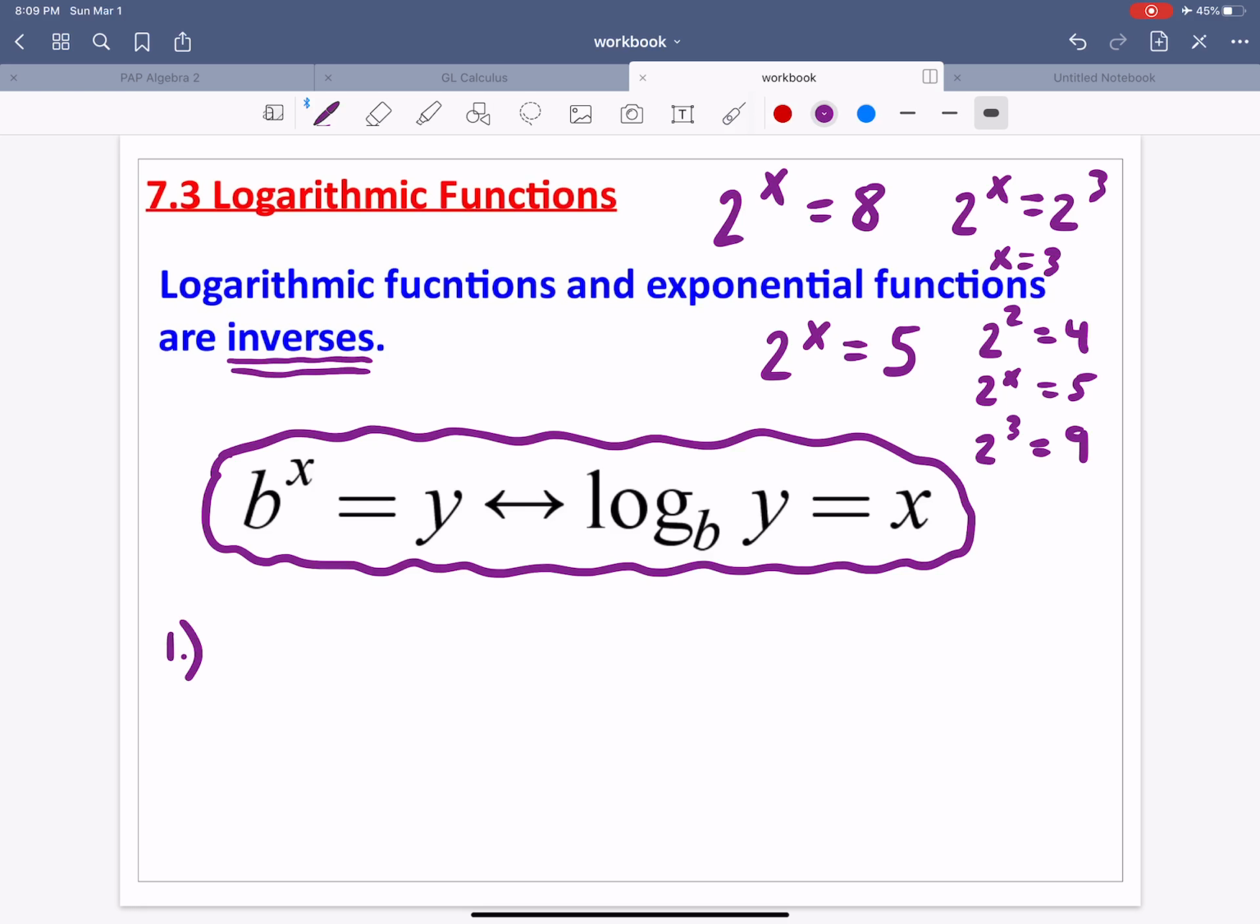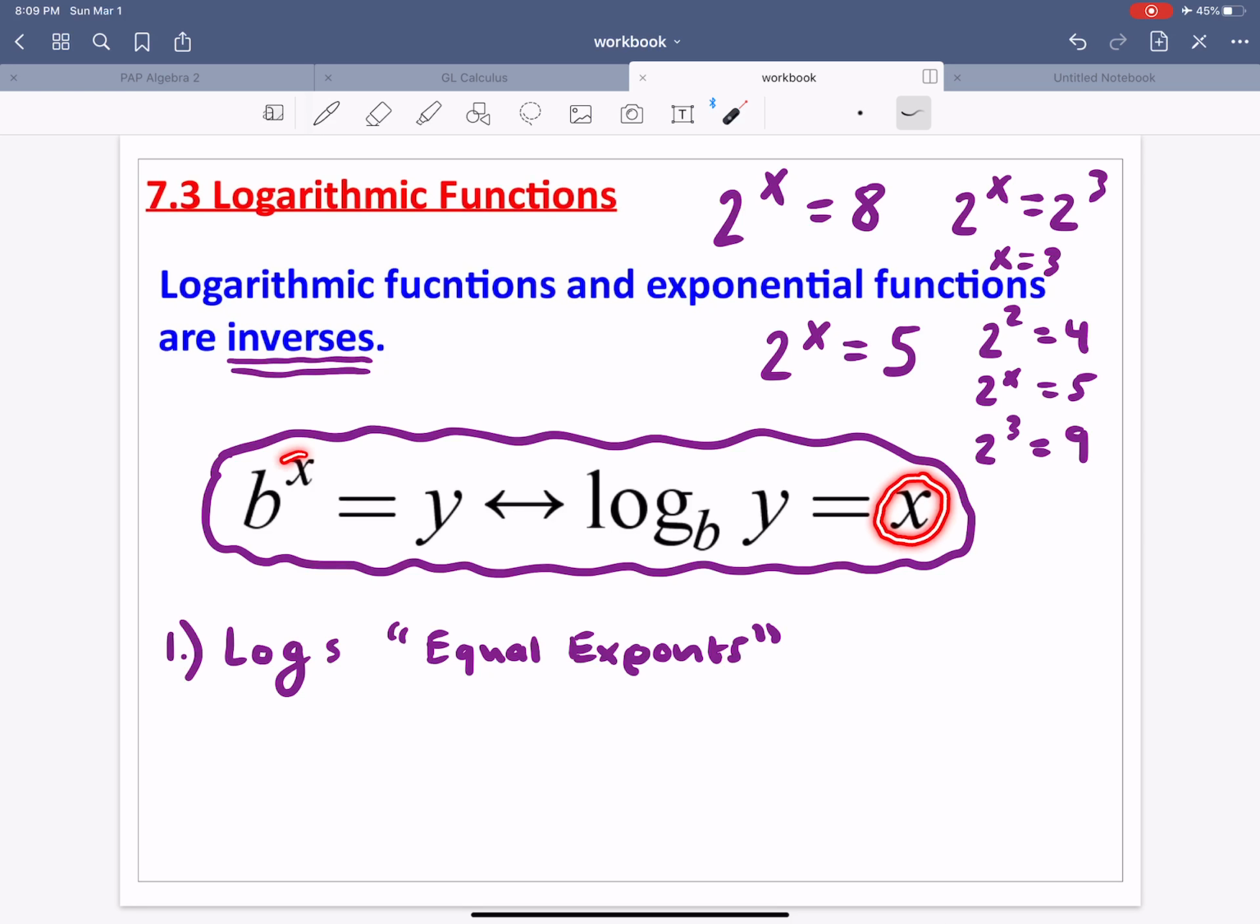The method that I use to remember how exponential functions and log functions are related is an alliteration: logs equal exponents. Here's what I mean. When you rewrite an exponential function as a log function, remember, the base is always going to be the same. That's easy. But the log equals the exponent in the exponential function. And then this y, the answer to the exponential function, goes right here.